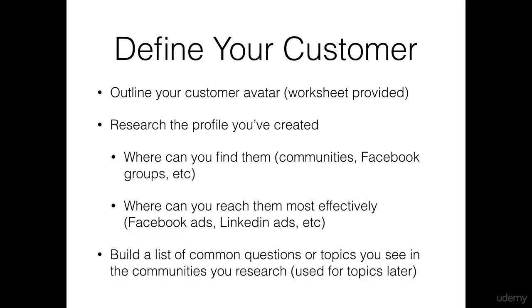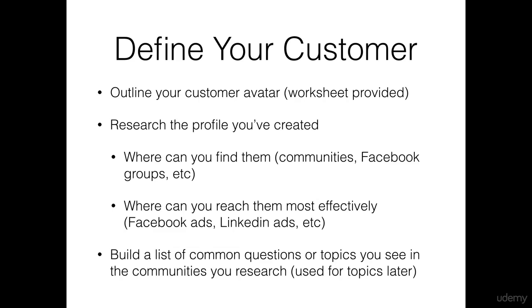So you're going to have to go and figure out where you can find them, what online communities, what offline communities. Are they available on Facebook groups? Can you get in touch with them through specific Twitter hashtags? Can you find them in specific Google Plus communities? Wherever you can find them, I want you to list them out into an Excel file.